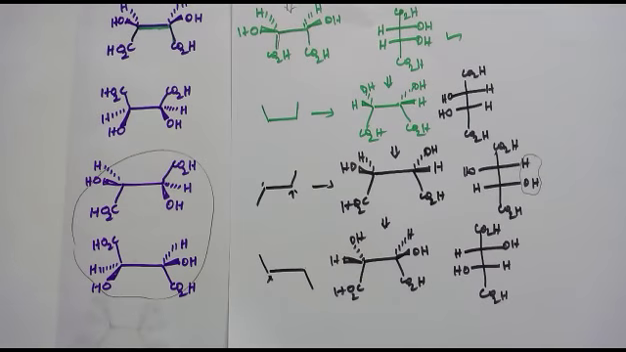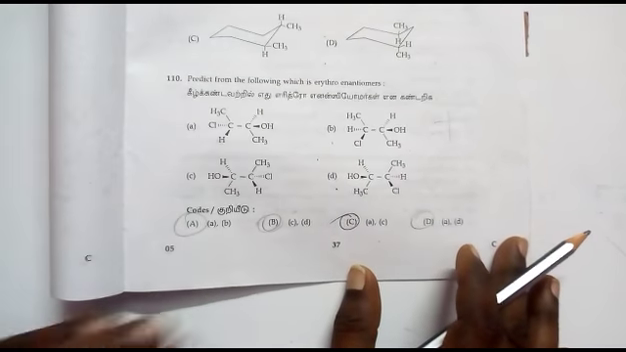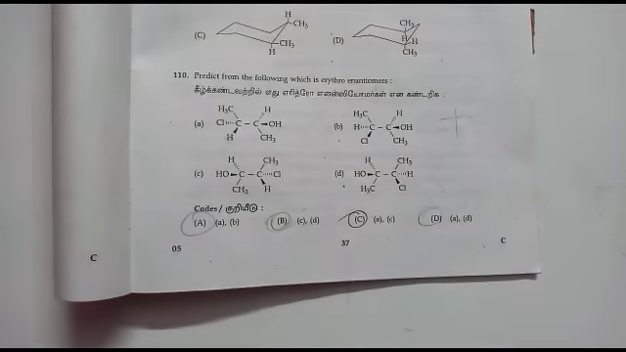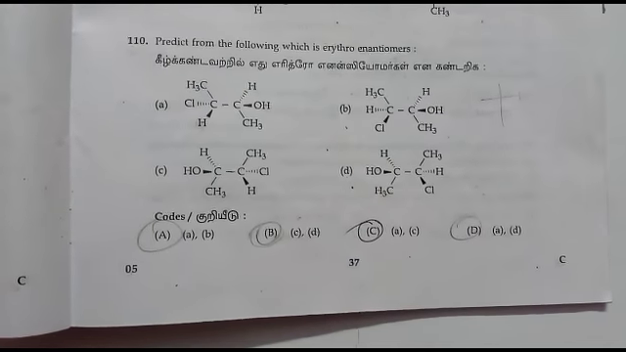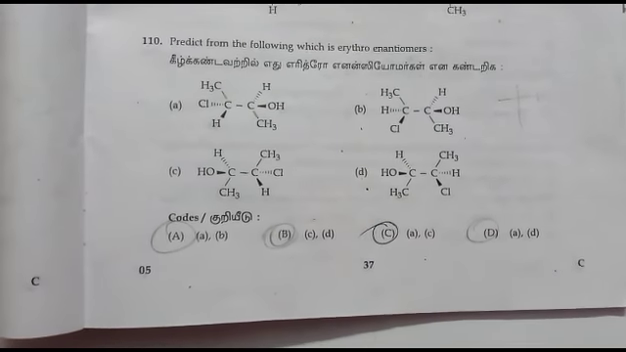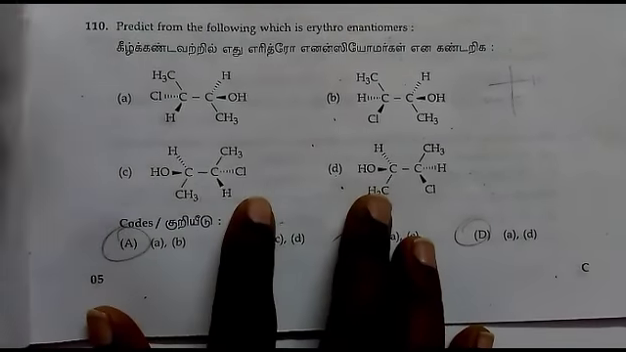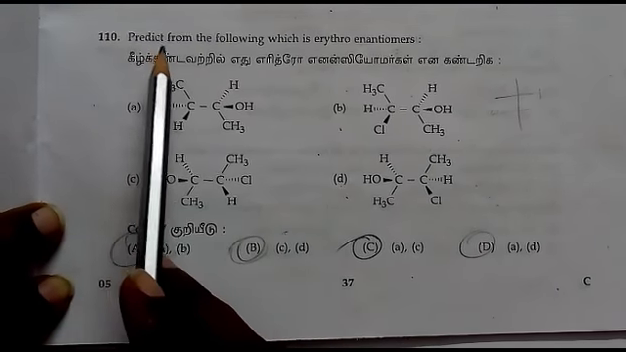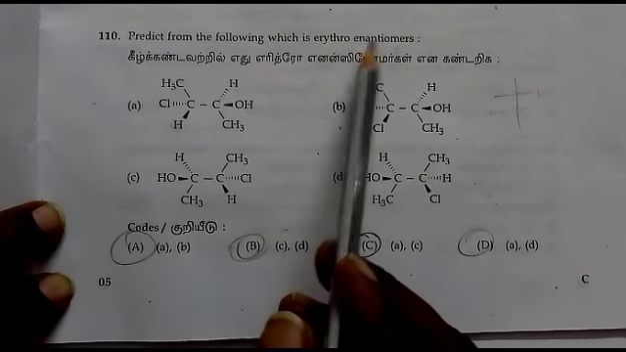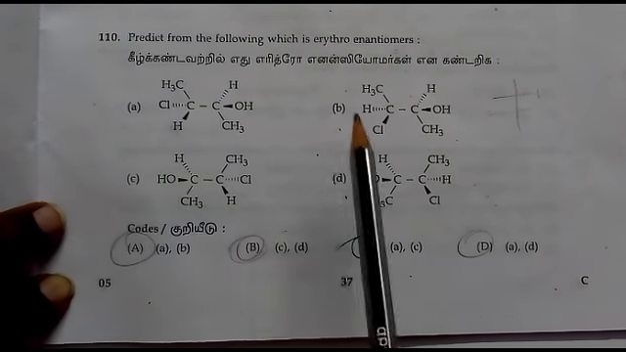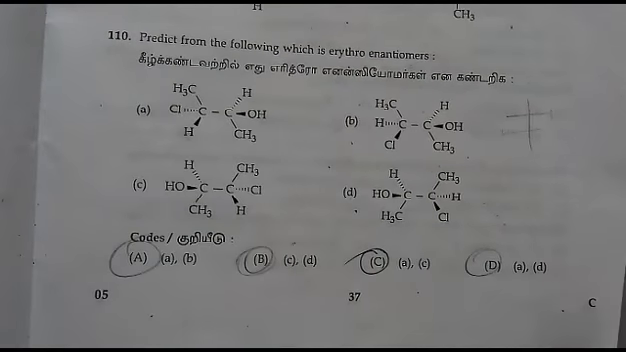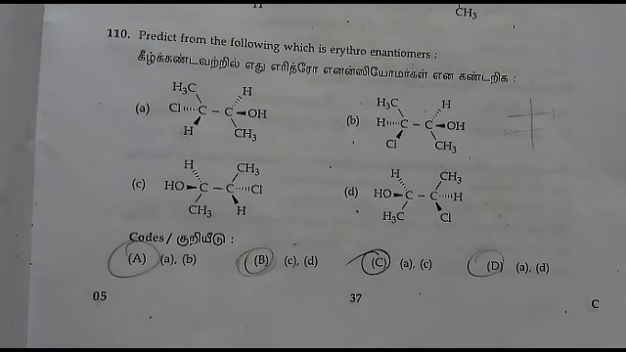Now here is a question from 2017 TRB. Predict from the following which is the erythro enantiomer. They need only erythro. Erythro means what? Same group, same side.